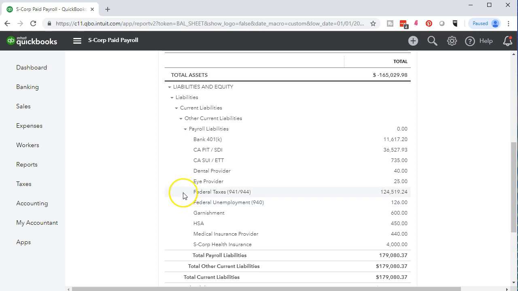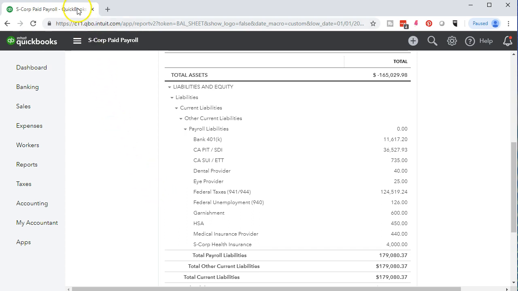If we just want to change the names of these items, we can then just go to the chart of accounts and edit the names of them. Say we don't want 941 and we just want to call it payroll taxes instead of federal taxes or something like that. Then we can go to those settings and change those settings.